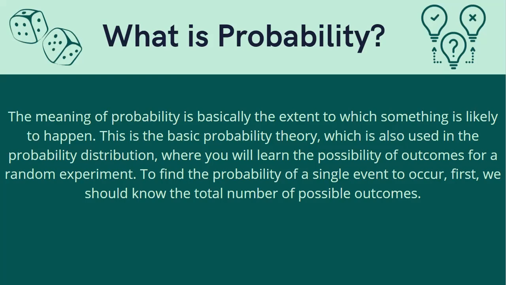But how do we get the probability? So basically, no matter if you throw a single die, you will eventually get one number when the die stops rolling. So you get only one number out of 6, and hence the probability is 1 by 6. To find the probability of a single event to occur, first we should know the total number of possible outcomes. In the case of a die, the possible number of outcomes is 6. That is the basic of probability.